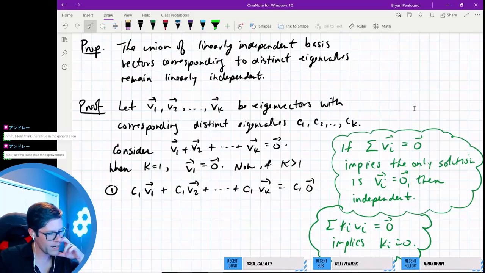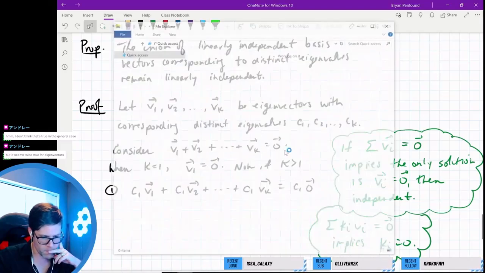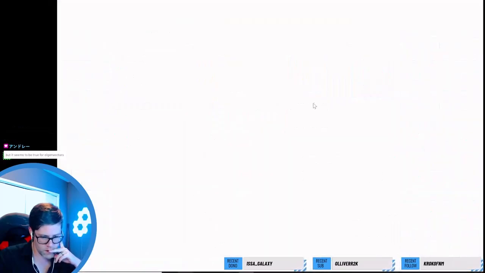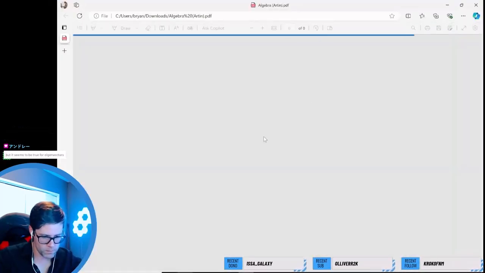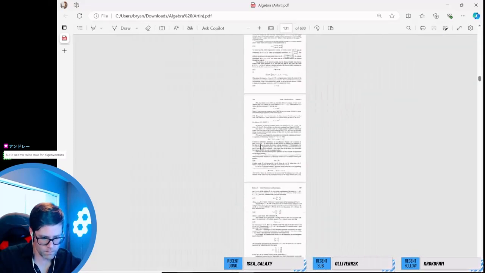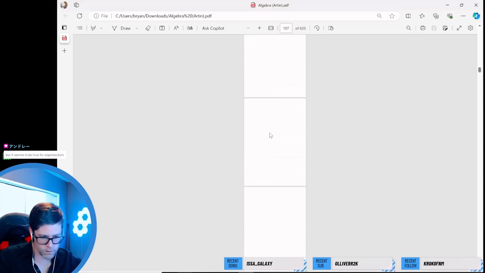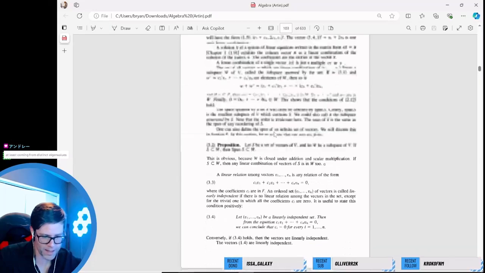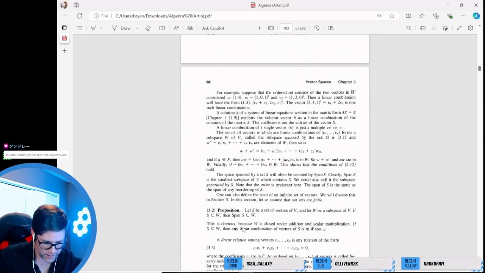Seems to be true for eigenvectors. Wasn't this in Artin? I could be wrong, but I feel like this was in Artin somewhere. It's worthwhile for us to figure this out, because it's the only way that I know realistically how to prove this thing.